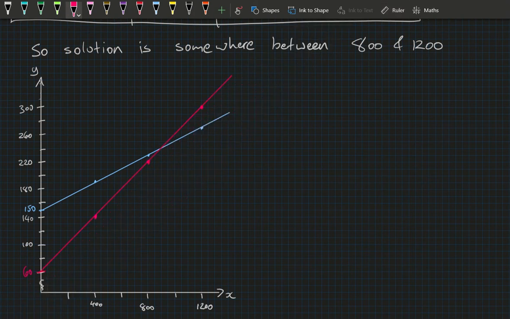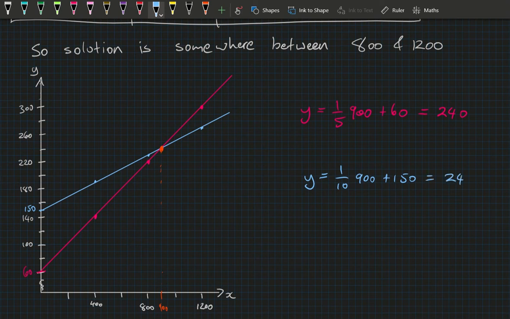Now, by drawing these lines, we can see they tend to intersect here, which appears to have an x value of 900, and the intersection means that they'll have an equal y value as well. So let's check the equations. For Bob's, we have y equals 1/5 of 900 plus 60, which is equal to 240. And for Neil's, we have y equals a tenth of 900 plus 150, which equals 240. So they're both the same. Therefore, that point is definitely (900, 240).